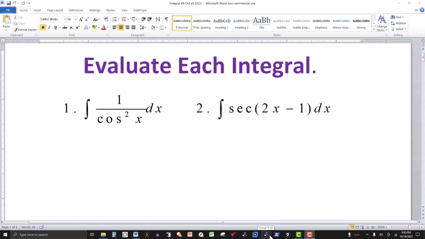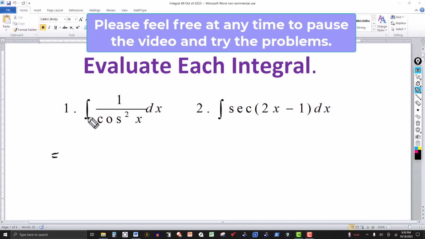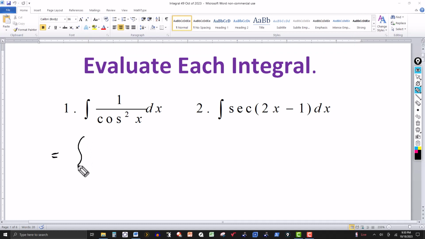In this video, we have two integrals to evaluate. So we'll look at the first one. We got the integral of 1 over cosine squared of x. I don't think these seem difficult, but in some cases when you have something that's difficult, it might be to your advantage to rewrite the integral.